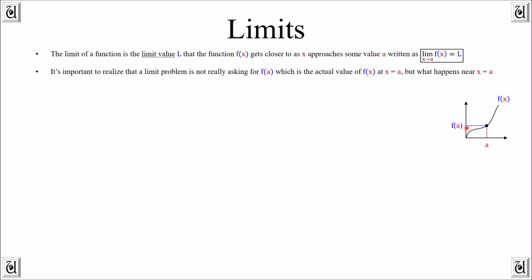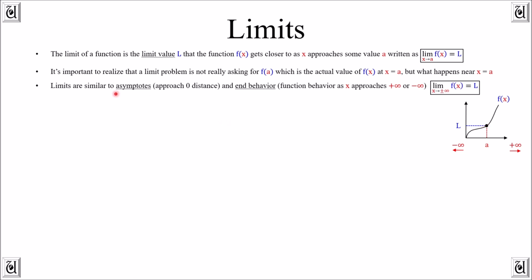And so we don't really care about what it actually is. All right, so limits are similar to asymptotes. You've probably heard of this before, where you're approaching zero distance between the asymptote and the function. And then you also deal with approaching when you are talking about end behavior, a function and how it behaves as it approaches positive or negative infinity. And the same thing can happen with limits, where we can look at the limit value as we approach positive or negative infinity.